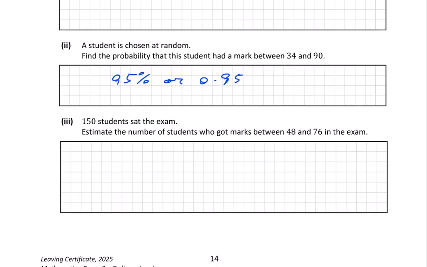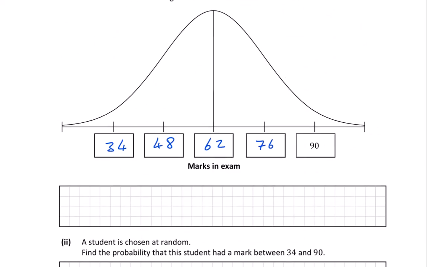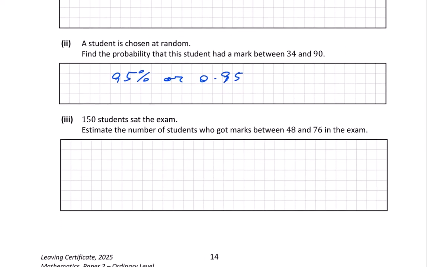Okay, 150 students sat the exam. Estimate the number of students who got marks between 48 and 76. So now if we look at 48 and 76, we're looking at 1 standard deviation below, 1 standard deviation above the mean. So we know from our empirical rule that 68% of the data lie between 1 and -1 standard deviations from the mean. So all we've got to do is get 68% of 150. When you do that, you get 102 students.